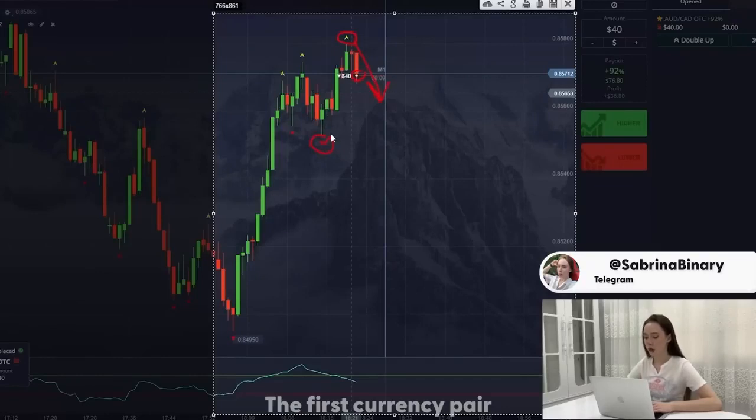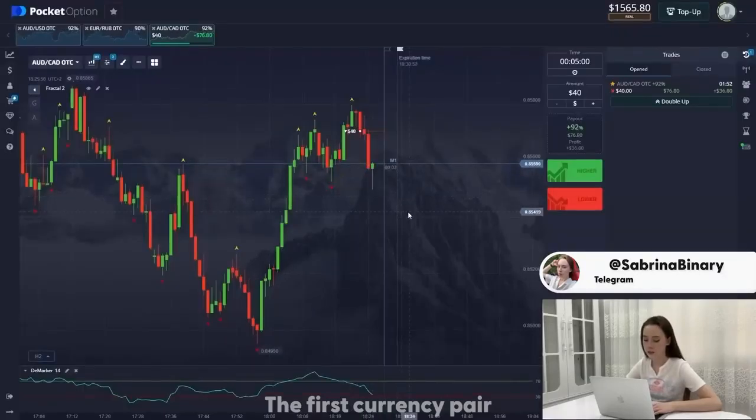Well, let me show you how to use it in practice in more detail. In fact, it's very simple. It's enough to look at the fractal before opening the deal. If we see that the fractal was updated upwards, it's safe to bet on a decrease. And if the fractal was updated downwards, then no doubt, we open the deal to increase the price. And we go back to the end of our deal, where there is very little time left.